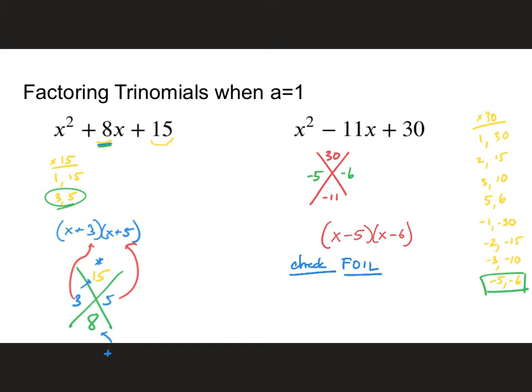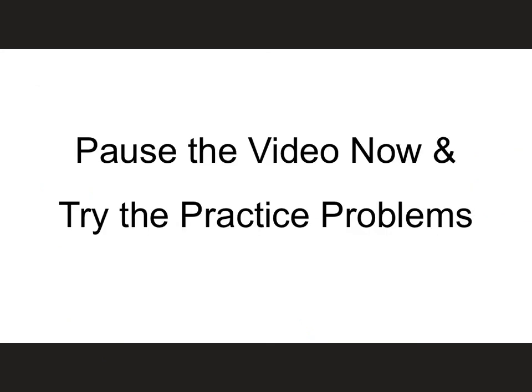So check by foiling. If I had x minus 5 times x minus 6, I did the firsts, and then the outsides, and the insides, and the lasts, I would very quickly be able to verify that my answer is in fact correct. All right. Again, time to pause the video. You're going to do section number 4 in your guided notes, factoring trinomials when a is equal to 1. When we resume, we'll go on to section 5.